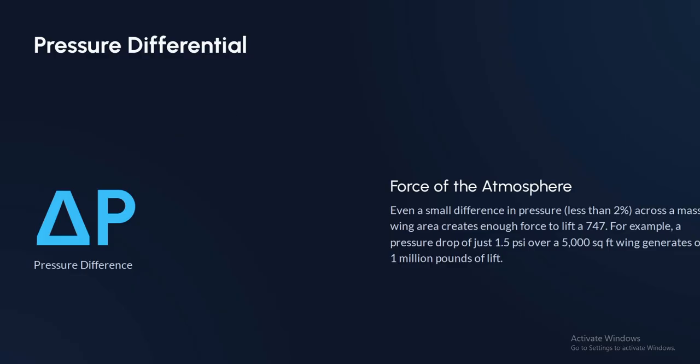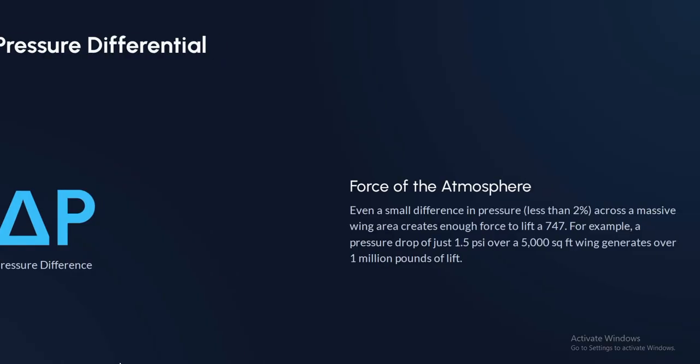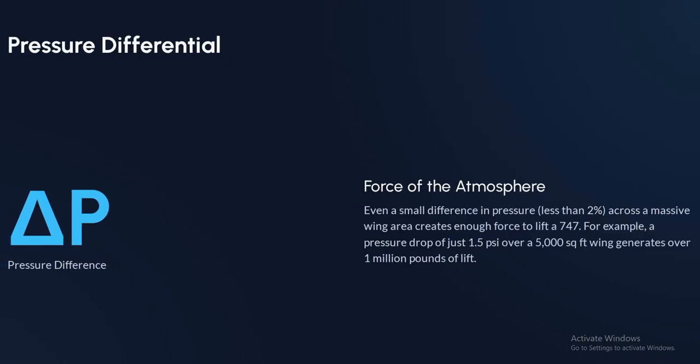Oh, pressure differentials, really? Well, anyways, so the force of the atmosphere, so even a small difference in pressure, less than 2%, across a massive wing area creates enough lift to lift a 747.